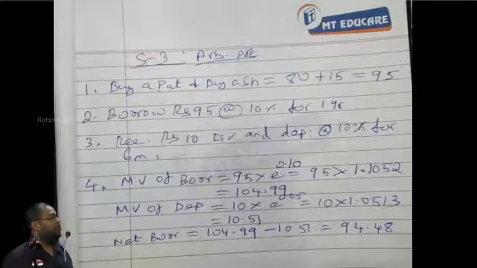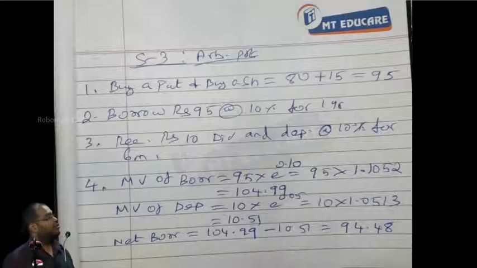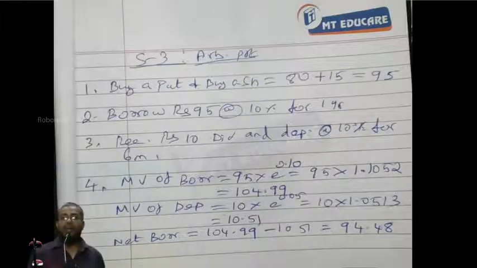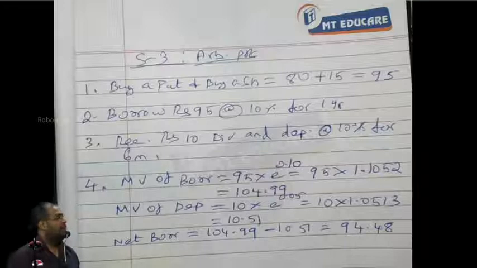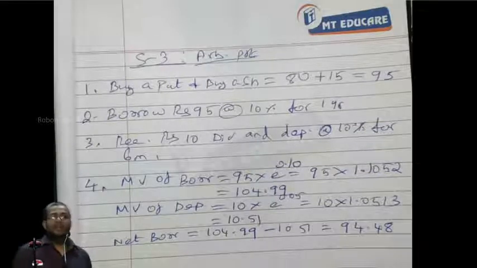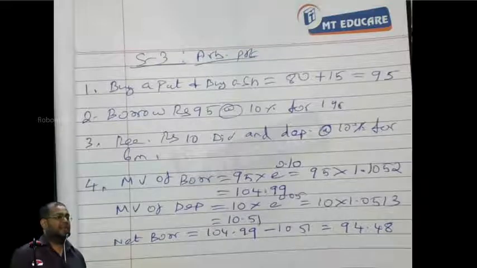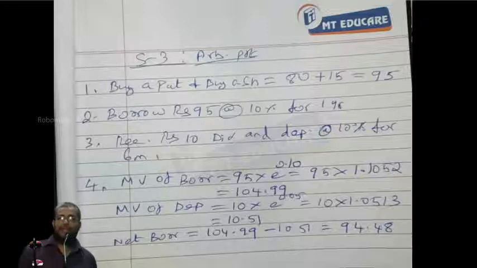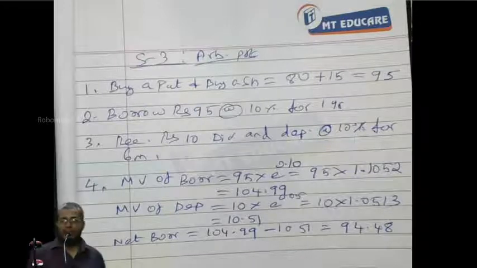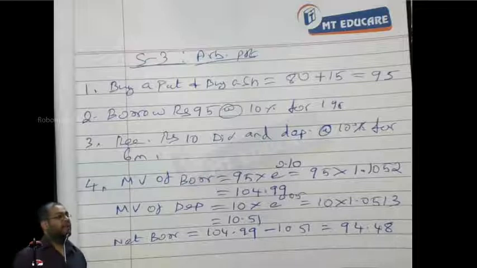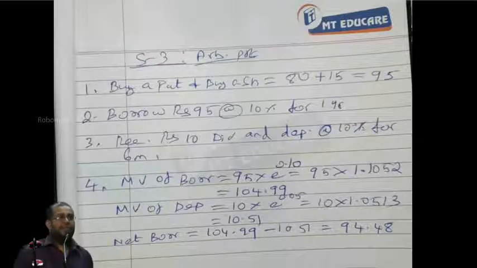FSP greater than 100, the put is out of the money. What will I do? Allow the put to lapse, sell the share in the market at FSP, and repay borrowings.